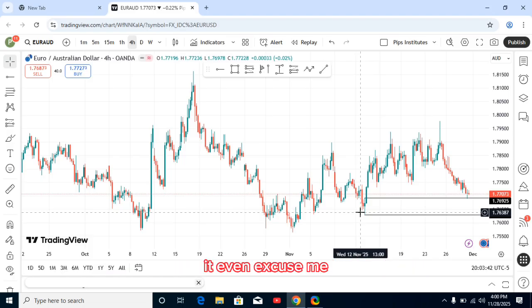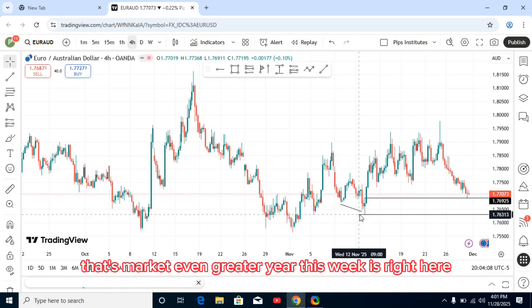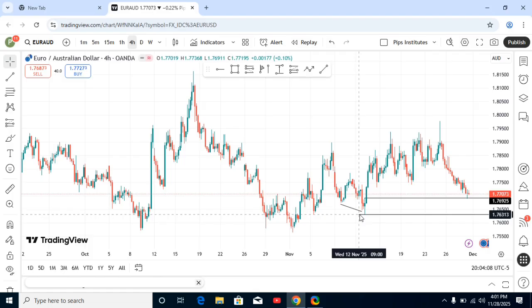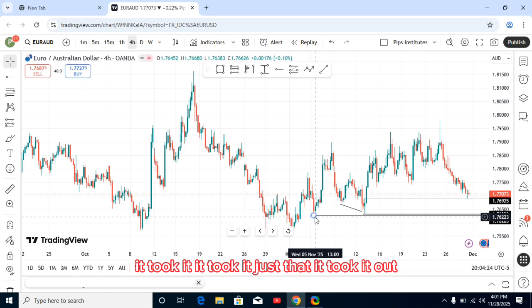It even took out the liquidity that the market had even created here. This liquidity right here. Okay, it didn't take it out. No, it took it out. But let us also focus on this.